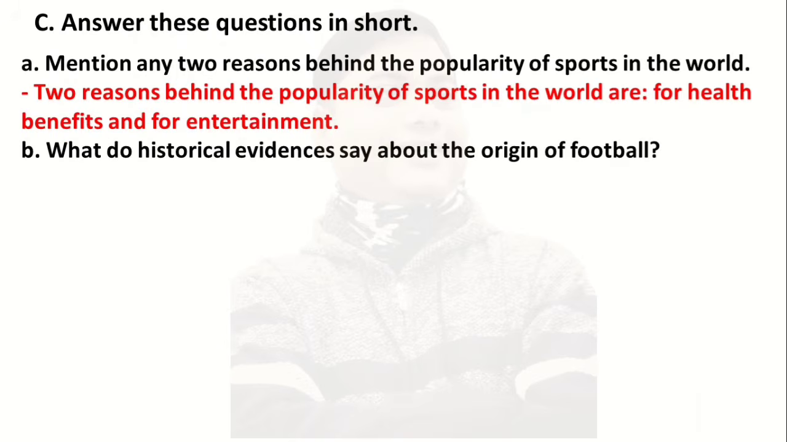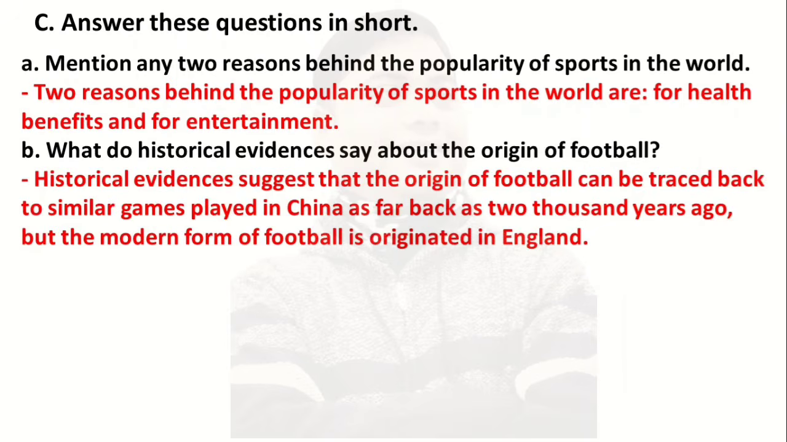What do historical evidences say about the origin of football? Historical evidences suggest that the origin of football can be traced back to similar games played in China as far back as 2000 years ago, but the modern form of football is originated in England.